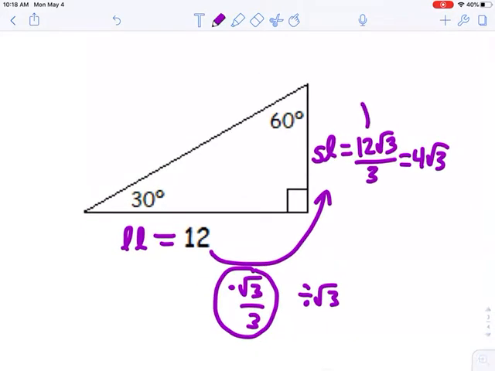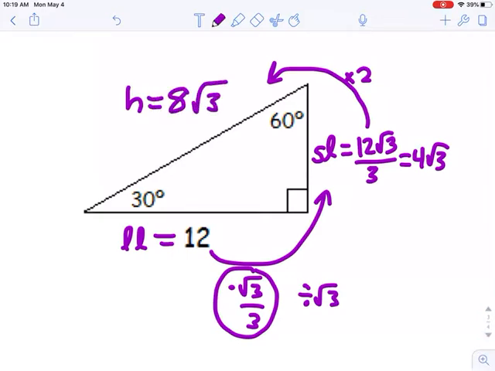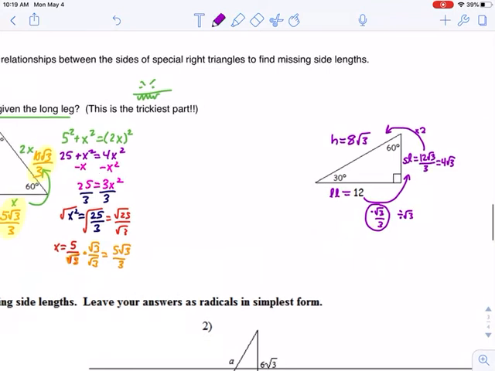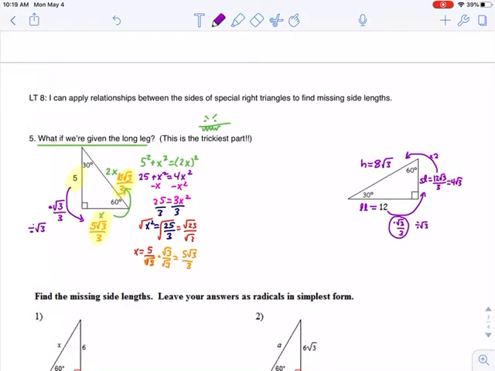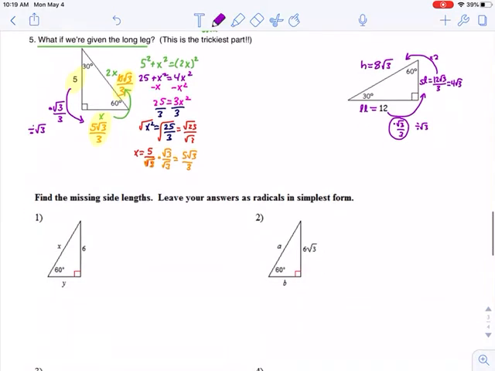All right, so this is the harder one. This is the goofy one. And the hypotenuse, then you just double. Times it by 2 is 8 radical 3. All right, so you can see we used a lot less muscle on that one. We just kind of related it back to the rules.